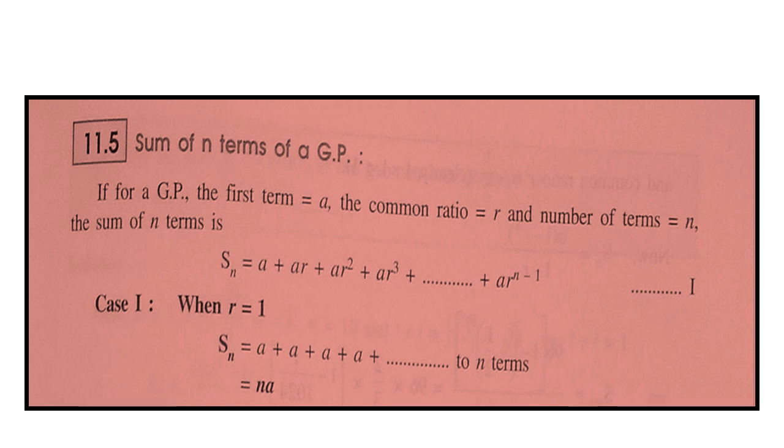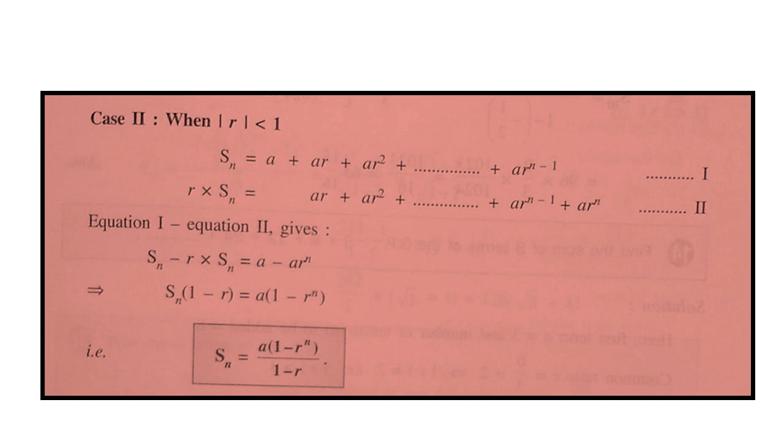So in the first case, if the common ratio is 1, the sum of n terms of a GP is n into A. Let us consider case 2. In case 2, it says that if the absolute value of R, the common ratio, is less than 1, then the sum of n terms of a GP will be equal to A into 1 minus R to the power of n by 1 minus R.